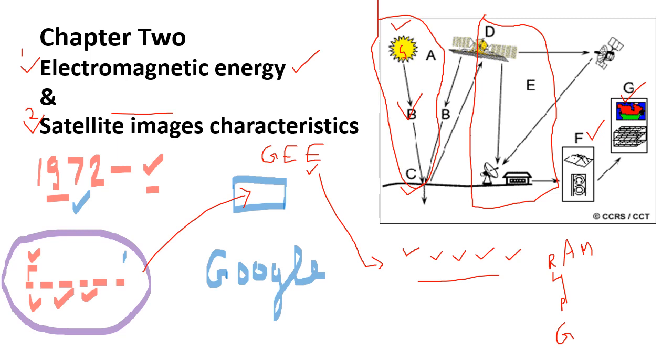Similarly, in remote sensing, satellite images have some characteristics, like how many bands there are, what the spatial resolution of that image is, and what the time coverage is. All these are the characteristics, and very simple characteristics which will help you. Let me show you a little, and thereafter we will move to chapter 2 to learn electromagnetic energy and satellite image characteristics.